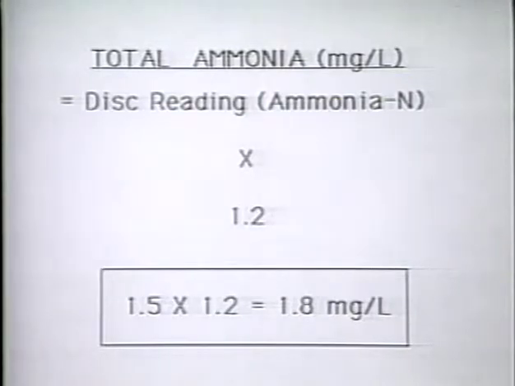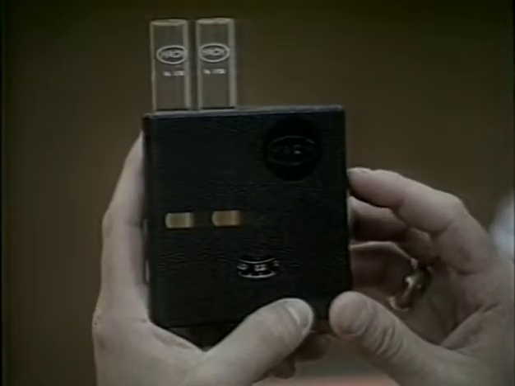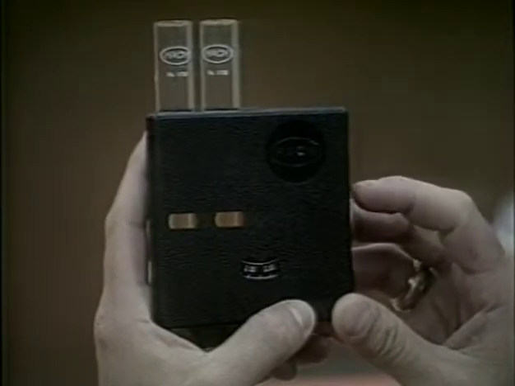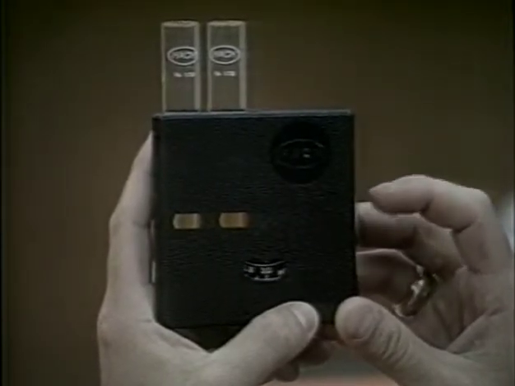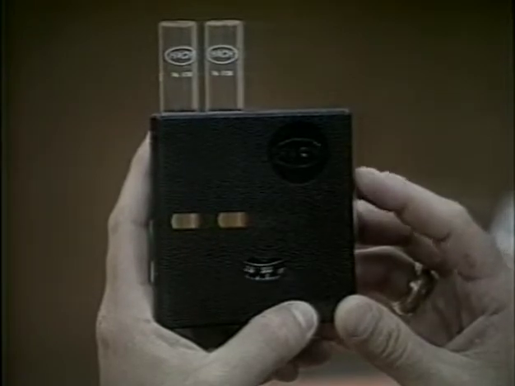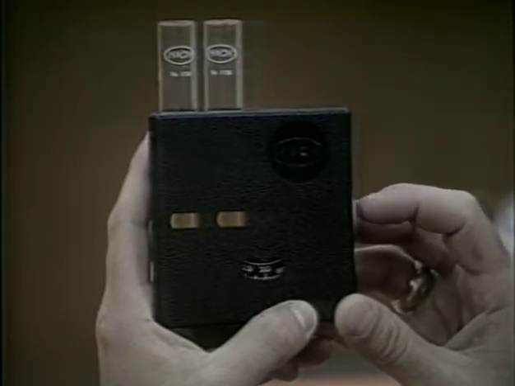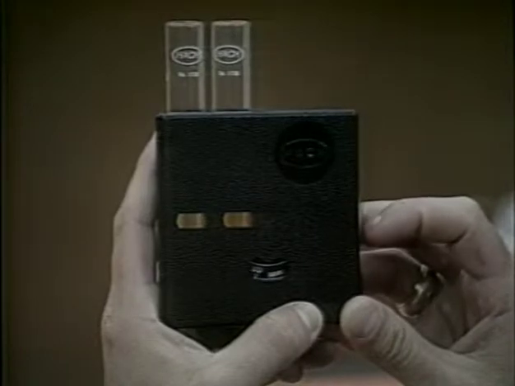For example, if the wheel reads 1.5 milligrams per liter ammonia nitrogen, the total ammonia is 1.5 times 1.2, which equals 1.8 milligrams per liter total ammonia. Most fish culturists refer to total ammonia concentration, hence this conversion is usually performed. If the reading on the wheel is greater than 2.8, or 90% of the maximum, it is necessary to perform a dilution of the sample so that the reading is within the color range which will be detected by the color comparator.